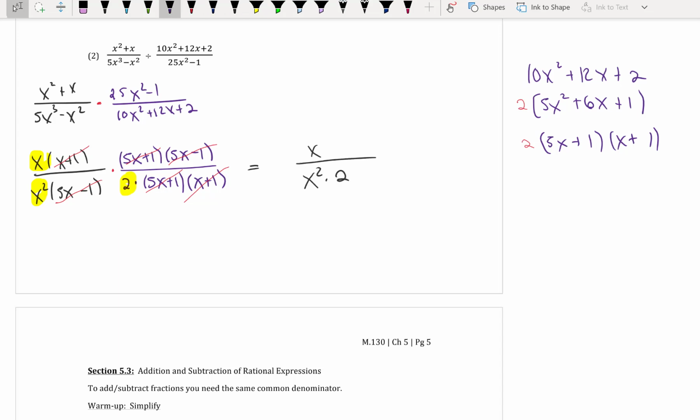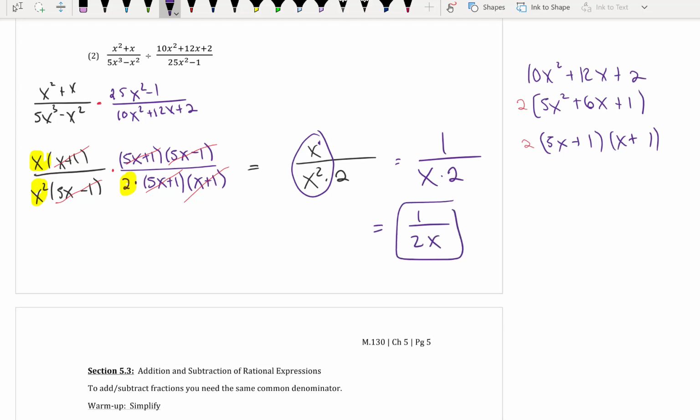And here I can simplify this further. I can think of this as an x to the 1. So when it cancels, I have an x on the bottom, and I also have a 2 on the bottom. So since everything canceled in the numerator, it defaults to be a 1. And really, I'm going to rewrite it so it's 1 over my 2x for my final answer.